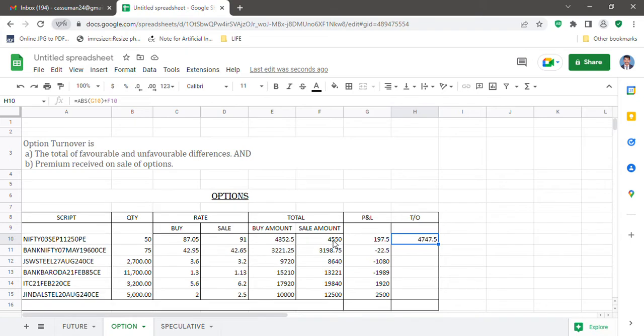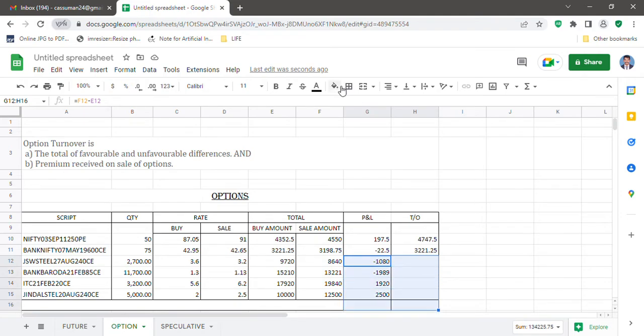So this comes as our turnover from this transaction. Likewise we will do it for Bank Nifty: plus ABS. Why this ABS? To ignore this negative sign so that we can take the absolute figure. Okay, plus the premium received on sale of options. The premium received on sale of options is this figure. After that we will press enter. So the turnover from this transaction is 3221.25.